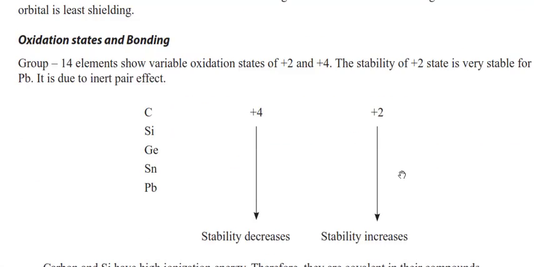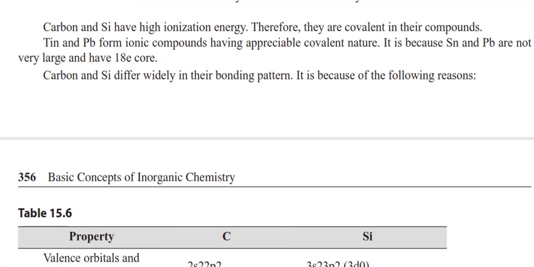Oxidation state and bonding. Mostly these things we had already discussed in the last lecture also. So all lower members are stable with the highest oxidation state, whereas higher atomic number elements are stable with lower oxidation state. So stability decreases here, whereas there stability increases. Pb plus 2 is stable due to the inert pair effect that we had already discussed.